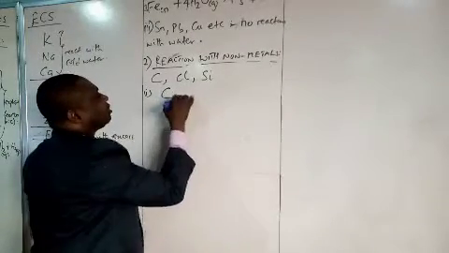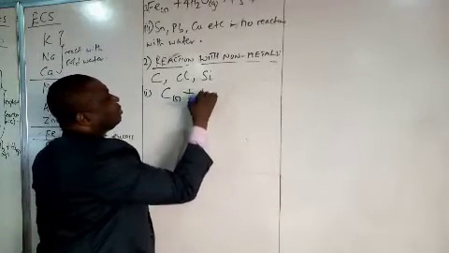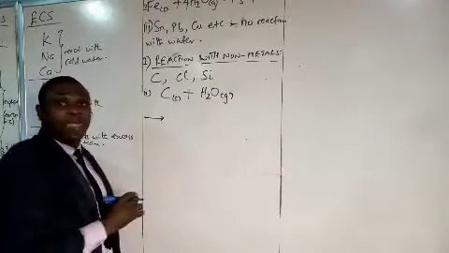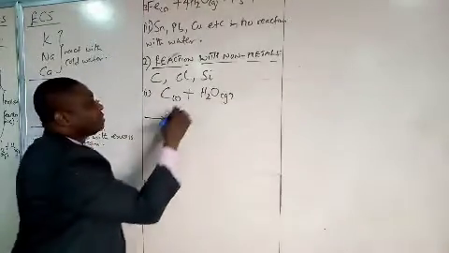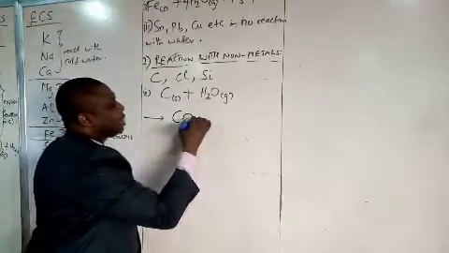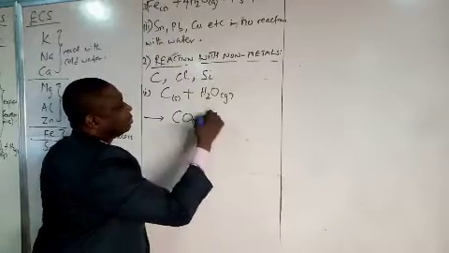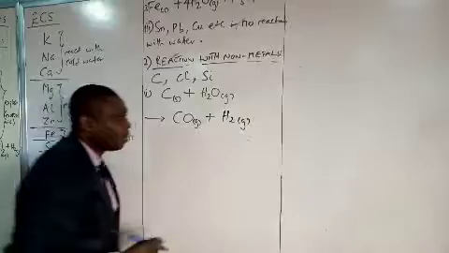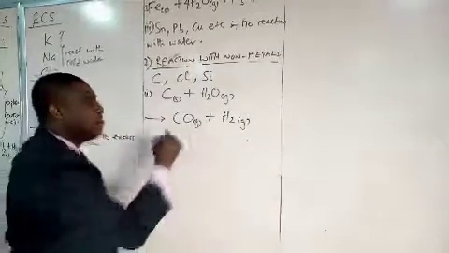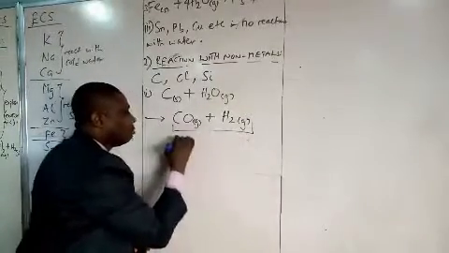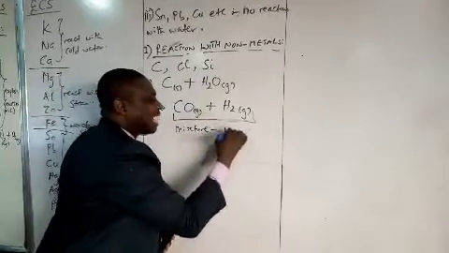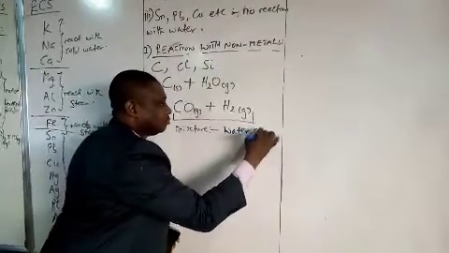Now, in this case, if it reacts with steam at white heat, what happens is that it produces carbon(II) oxide plus hydrogen. Now, this product is a mixture, and the mixture is called water gas.